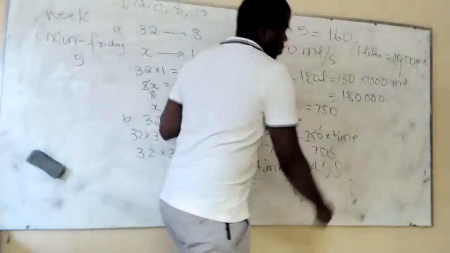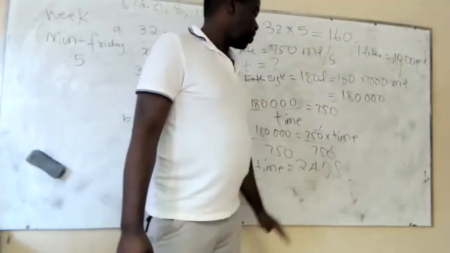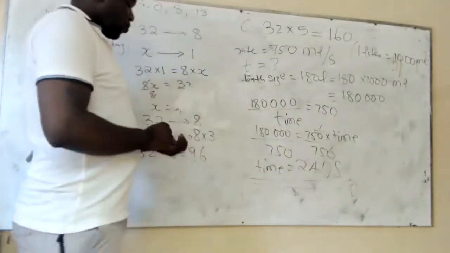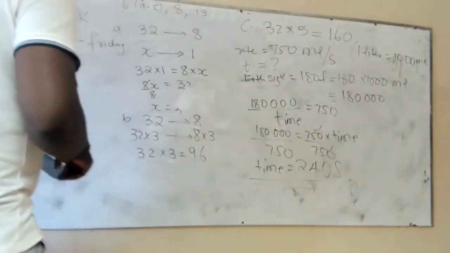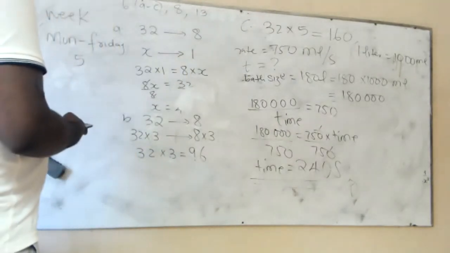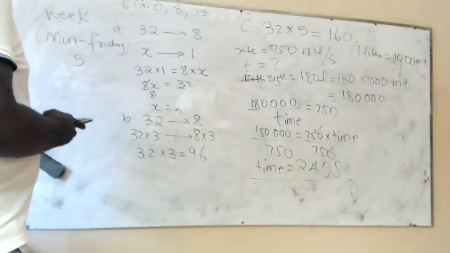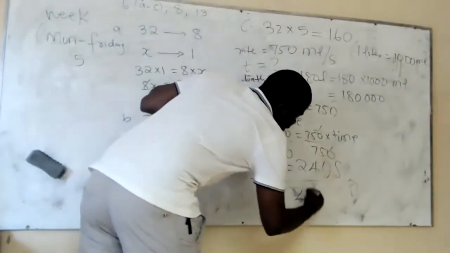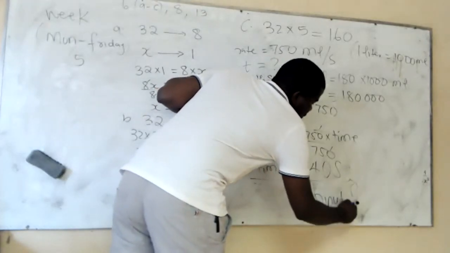But I want to elaborate. If you want to convert seconds to minutes, what are we supposed to do? We have to divide by what? 60. By 60, very true. So here we're going to have 240 divided by 60, which is 4 minutes. So it means it's going to take 4 minutes to fill up the bathroom.